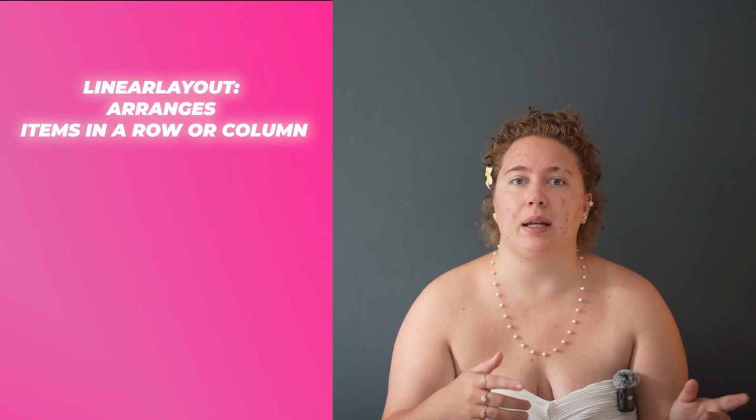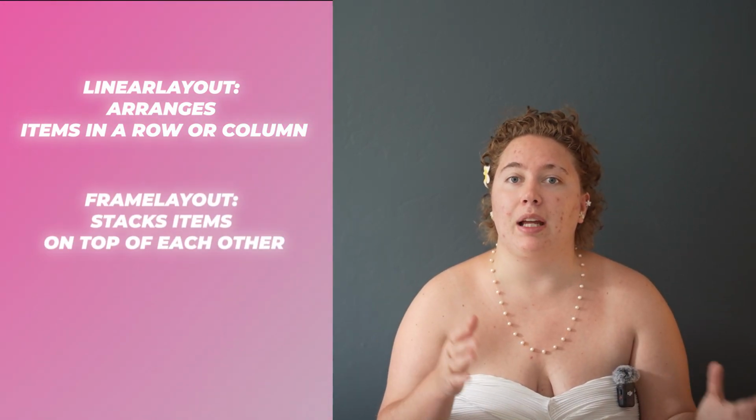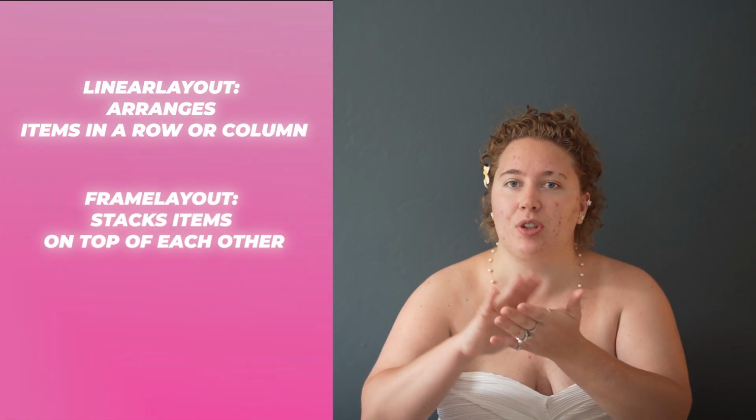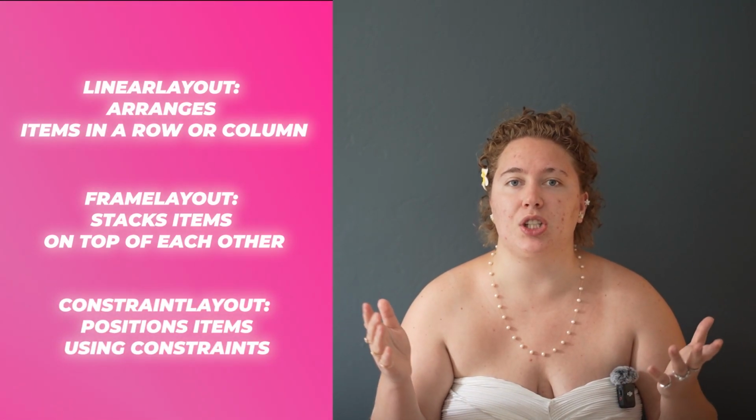Some views are invisible by themselves but serve as containers for other views. These are called view groups. Examples include LinearLayout, which arranges items in a row or a column; FrameLayout, which stacks items on top of each other; and ConstraintLayout, which positions items using constraints. In the end, your screen is just a big tree of views. The root is a top-level view group, and the branches and leaves are other view groups and regular views.